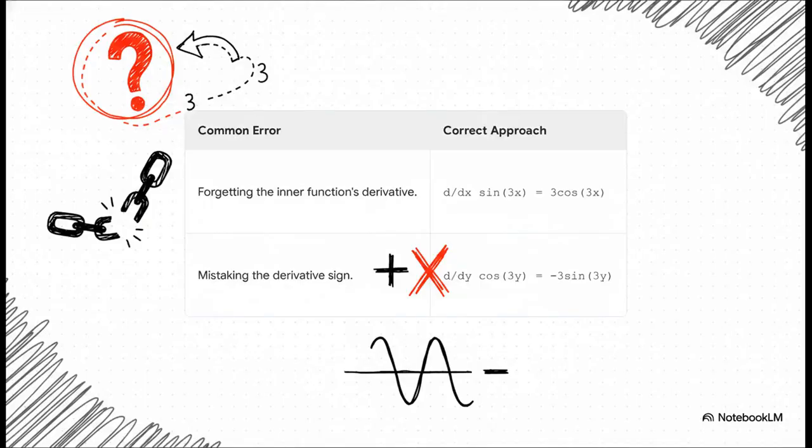So this slide here really breaks down the 2 main issues. The biggest one, right there in the top row, is just straight up forgetting the chain rule exists. Students will correctly change sine of 3x to cos of 3x, but then they forget to multiply by the derivative of the inside part, which is 3. The other common slip-up in that second row is a simple sign error. It's so easy to forget that the derivative of cosine is negative sine.